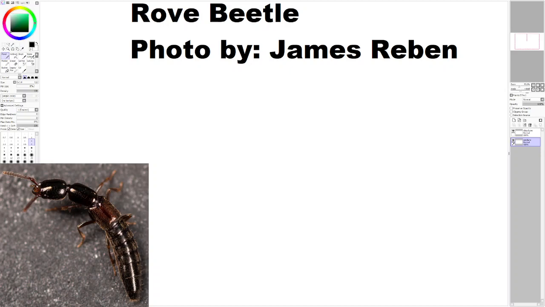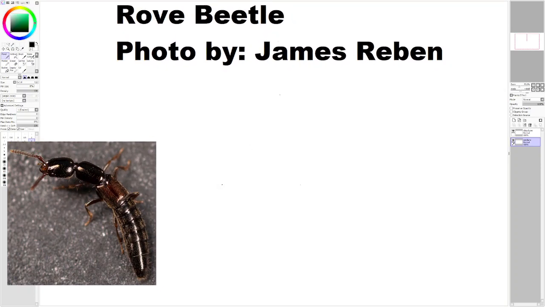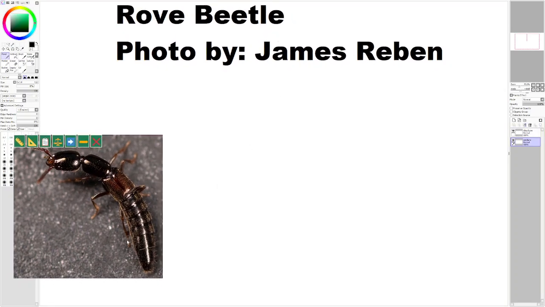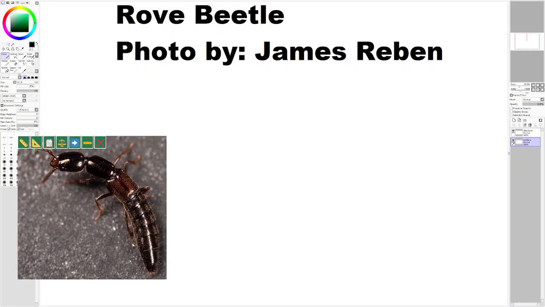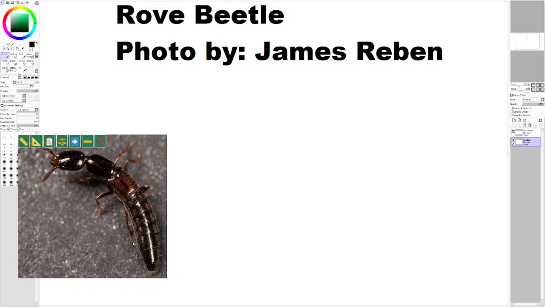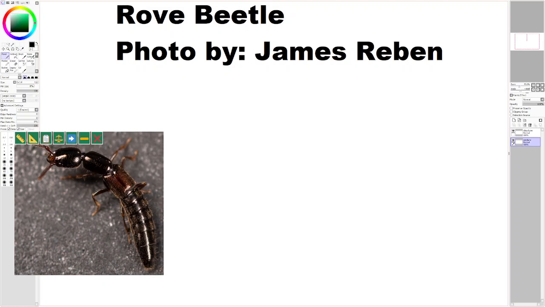Hello. Today I'm going to be drawing this rove beetle. The photo is by James Reben. To start, this rove beetle is a bit more complicated because usually when I sum up the abdomen and the thorax, it's always really hard to tell what is what when you have these insects with multiple segments. So I had to look up the anatomy of a rove beetle, and I found one.